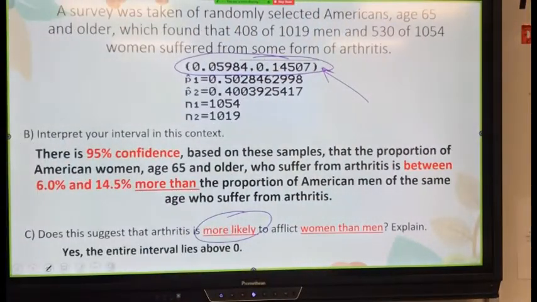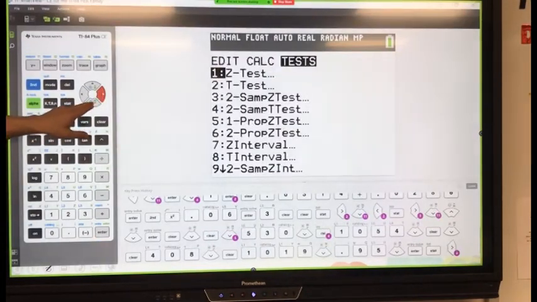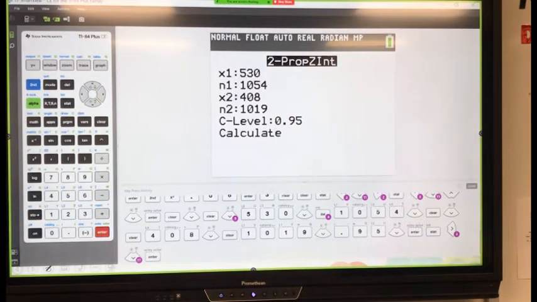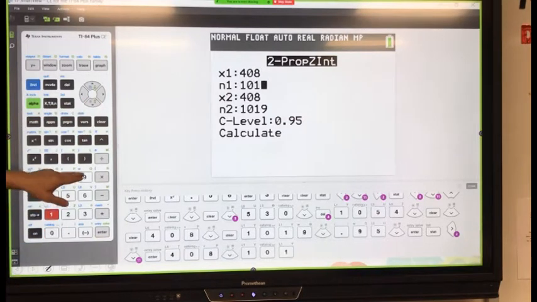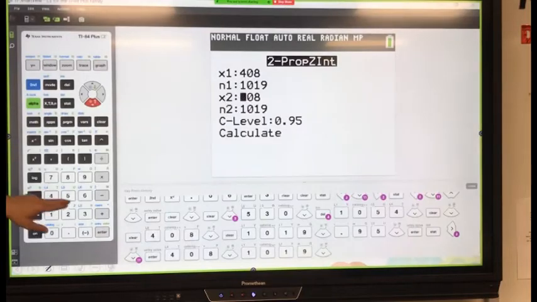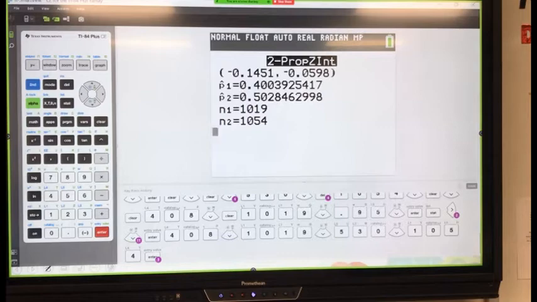So let's change it around in terms of men. So stats, test, 2 proportion Z interval. I'm going to put 408 here and 1,019 here. And then for here, I'm going to put 530 and 1,054. What do you notice? They're negative.